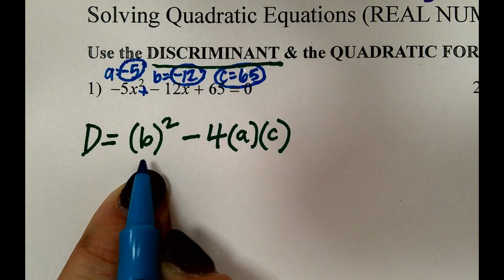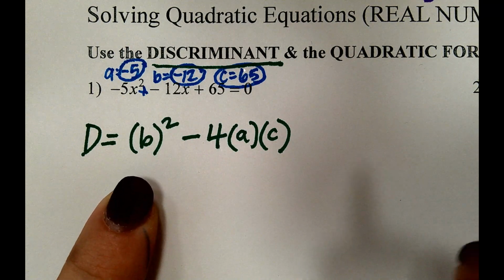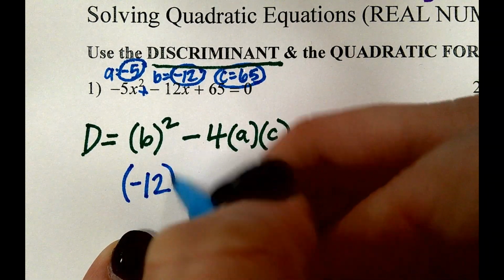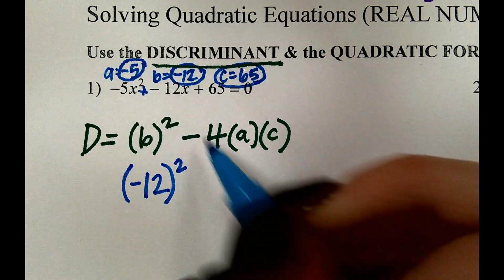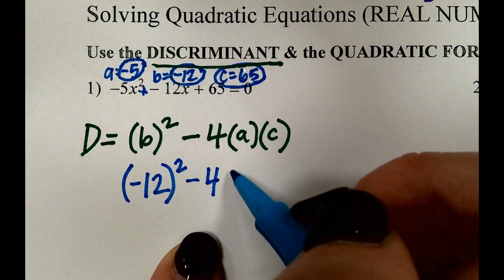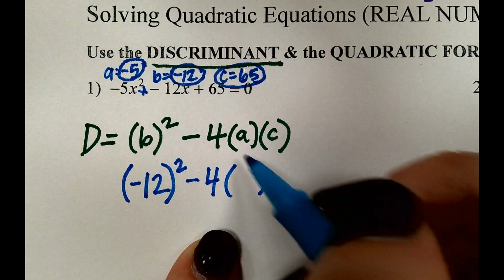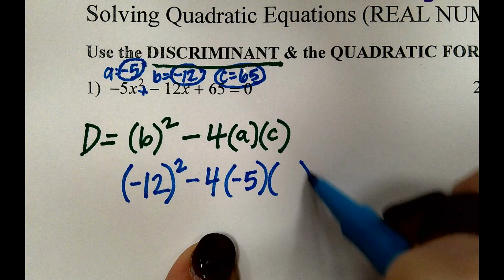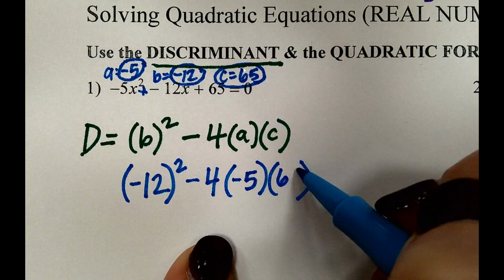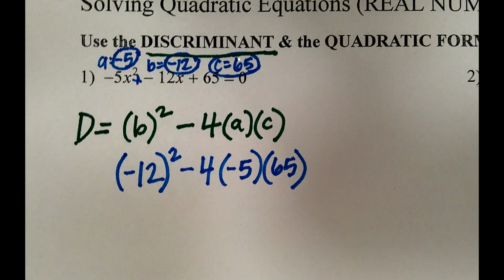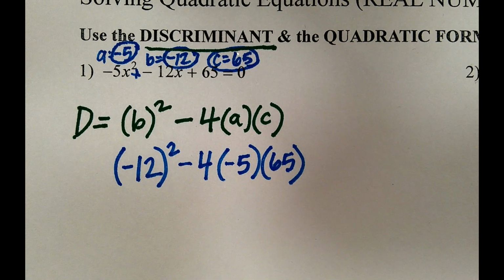So, b squared. What's my b? Negative 12. Negative 12 squared. Now I'm going to copy down minus 4 times a, which is negative 5, good, times c, good, which is 65. Okay, so we have everything plugged in.